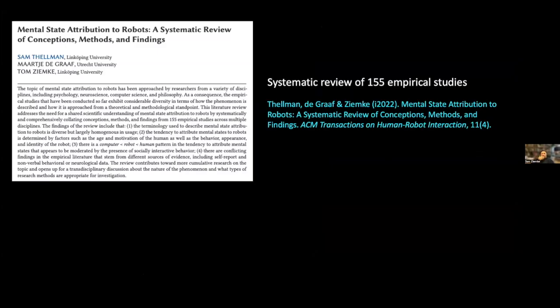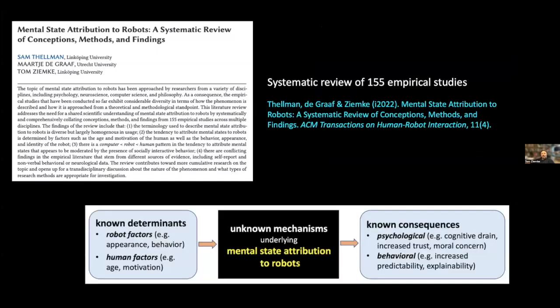And there's a lot of work on this. We recently published a systematic review of 155 empirical studies of how people interpret robots as intentional agents. No need to go into the details here, but what's interesting to note is we know quite a bit about the determinants of that type of interpretation of robots, and we also know quite a bit about the consequences. So we know why people interpret robots as intentional agents, and we also know when they do it. But we know very little about the underlying mechanisms, and that's the black box in the middle here: the cognitive or psychological mechanisms of how they do this.